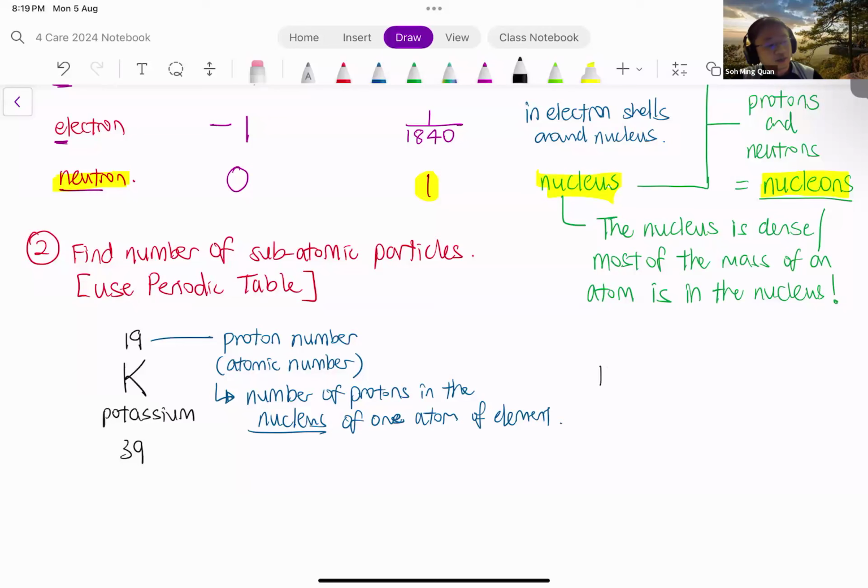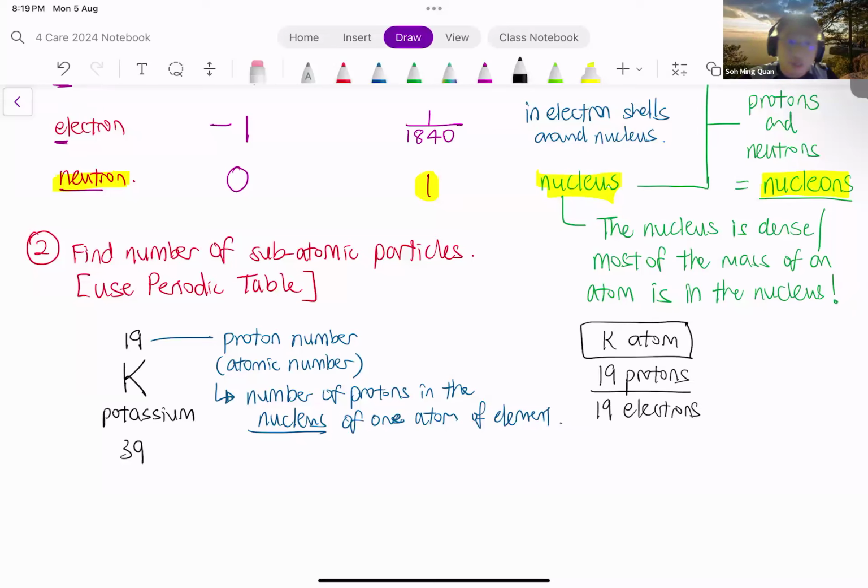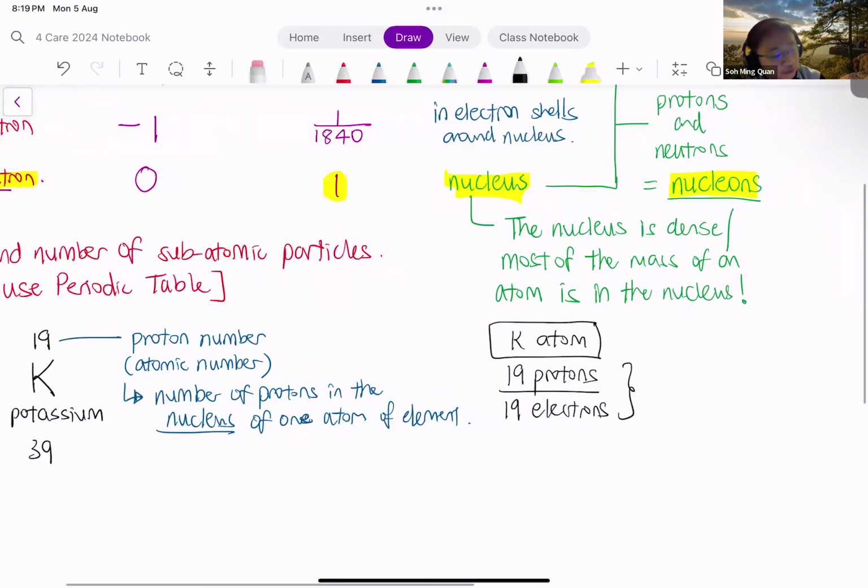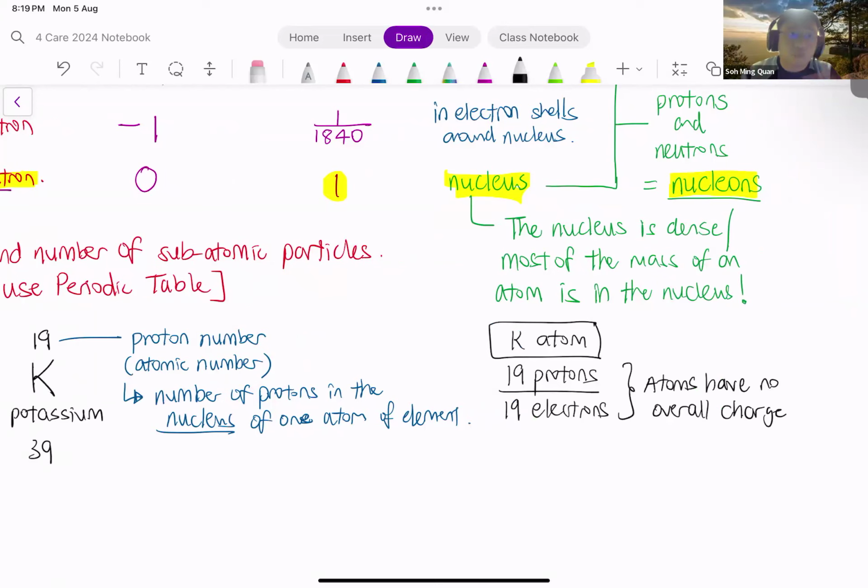That means in one atom of potassium, there will be 19 protons. So this automatically means potassium has 19 protons. All right. Now, if potassium has 19 protons, the potassium atom must also have 19 electrons. How do I deduce that the electron must also be 19? I deduce this based on the fact that atoms have no overall charge. So atoms on their own should not be plus or minus. The atom of potassium is just K. It's not K plus.